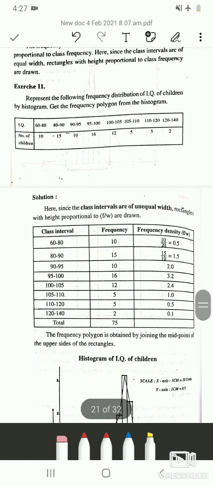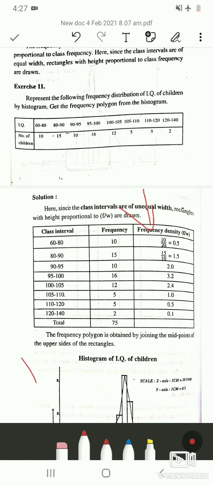So what we have to do is find the frequency density. So we have to take frequency density along the y-axis. Why are we taking frequency density? Because the class intervals are of unequal width. The rectangles with height proportional to frequency densities are drawn. The first column is class intervals, then the frequency distribution. To get the frequency density, the formula is frequency divided by the width of that particular class interval.